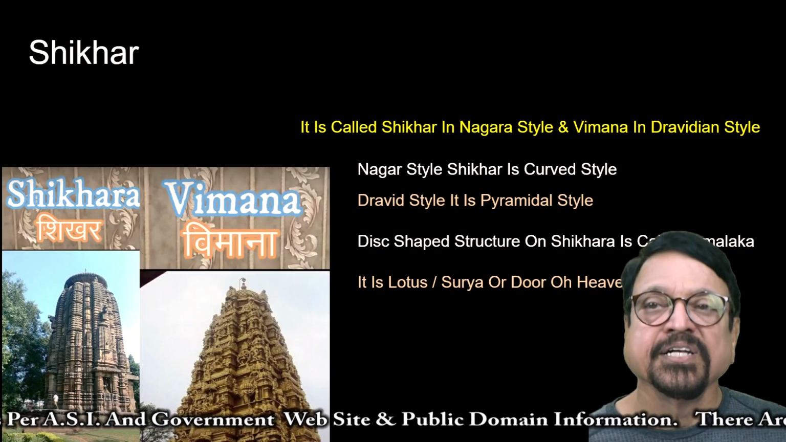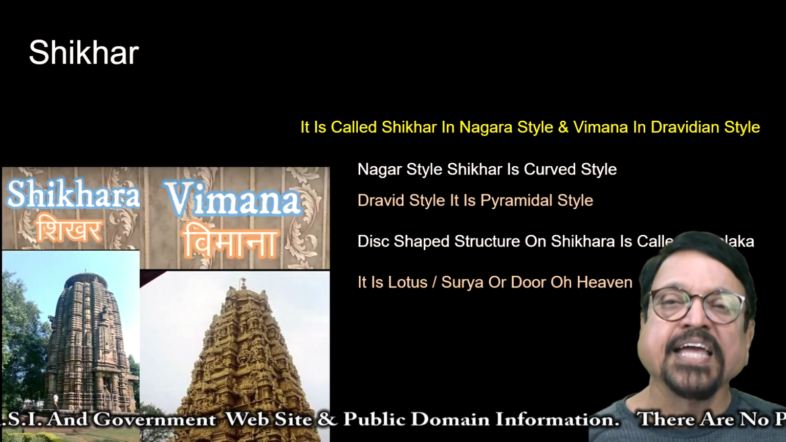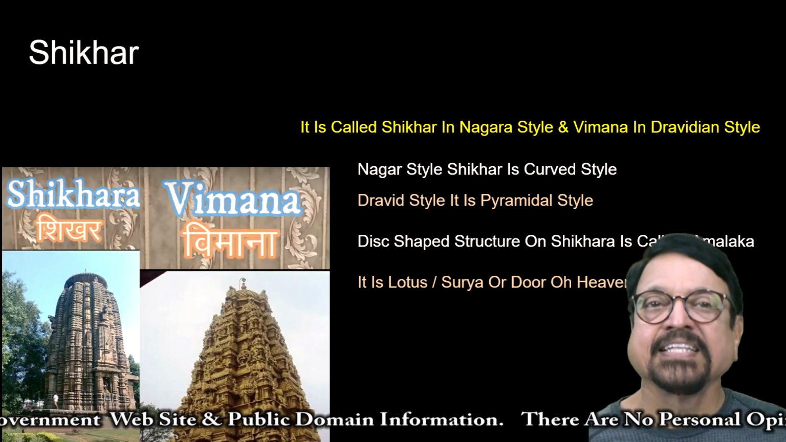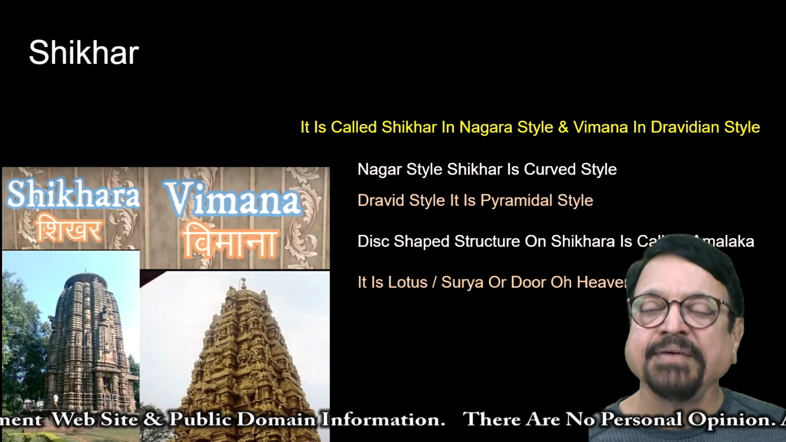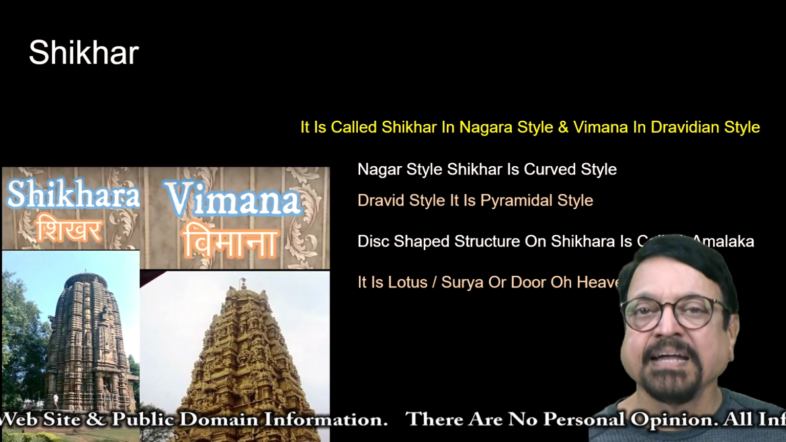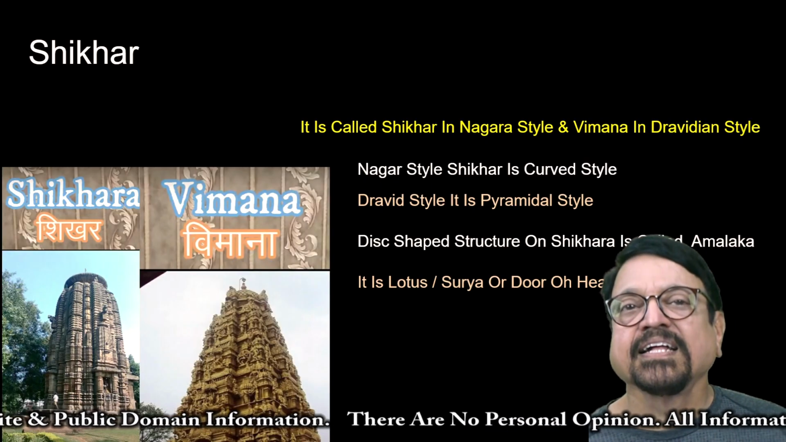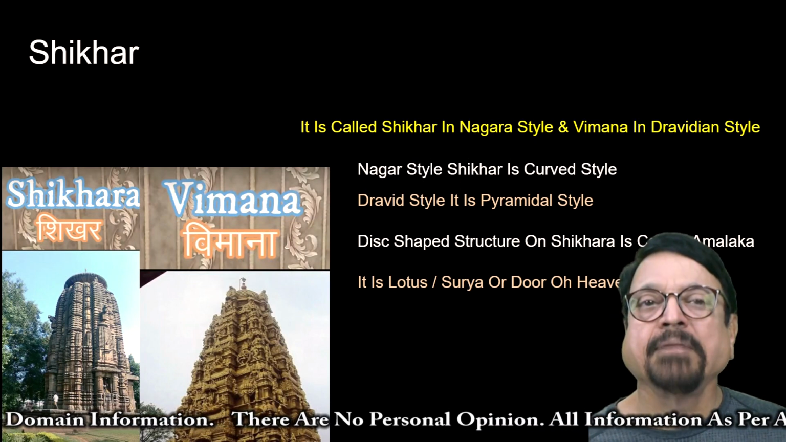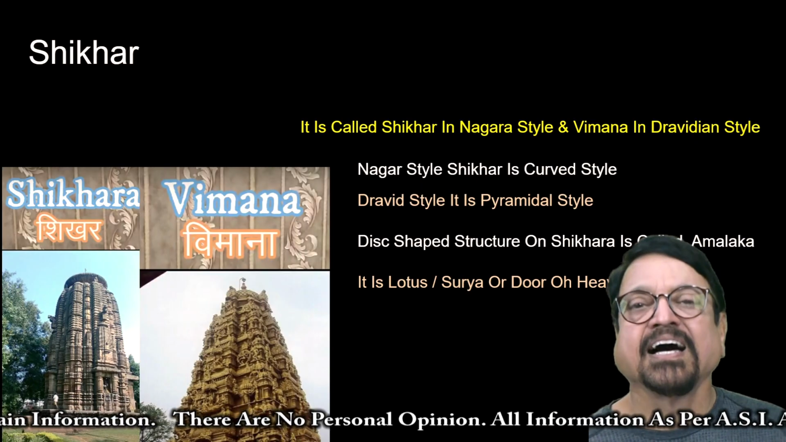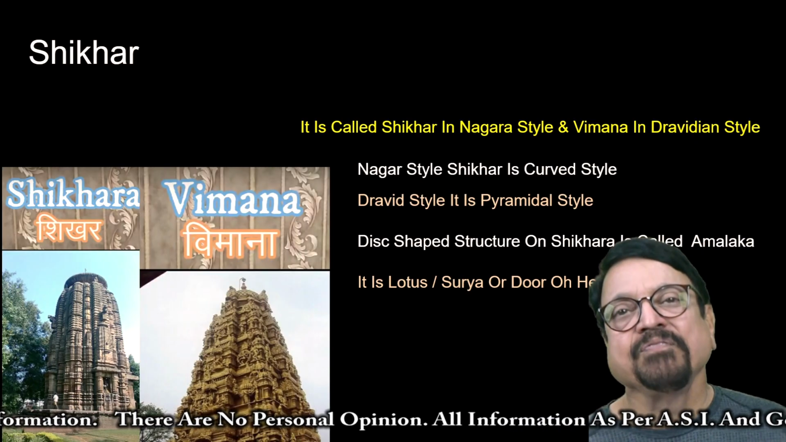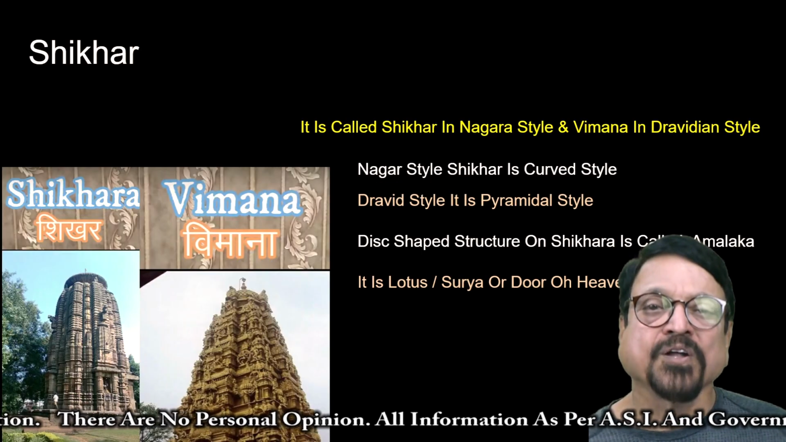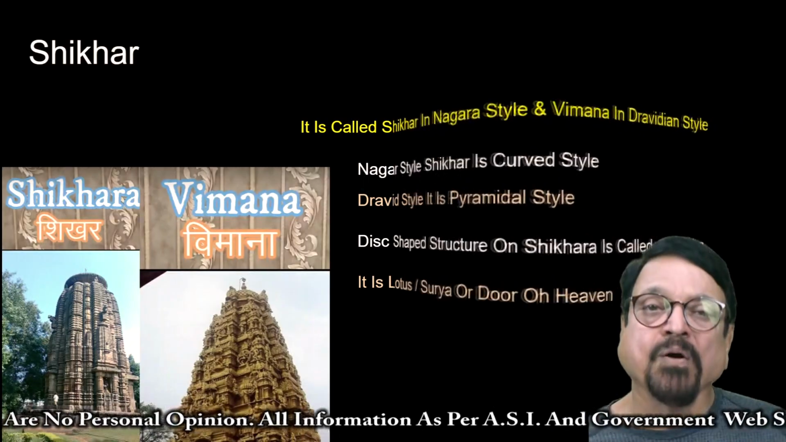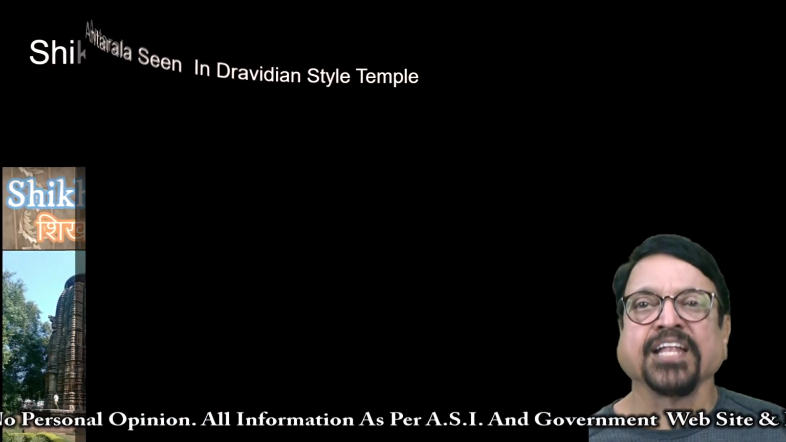Now Shikhara style is in Nagara, Vimana is in South Indian. Nagara is curved, Dravidian is pyramidal stepped. Then there is also a disc-shaped amalaka on the Shikhara or the North Indian. It is a lotus, and if you see from above, it symbolizes sun.